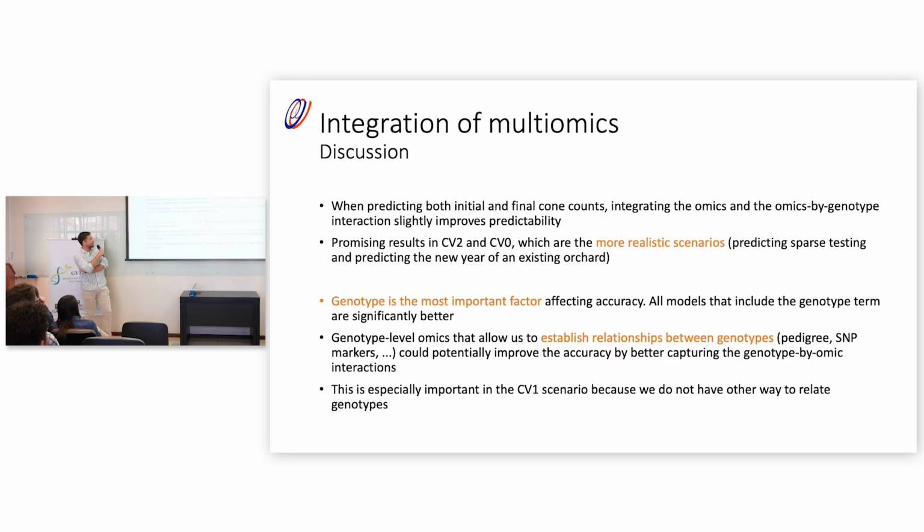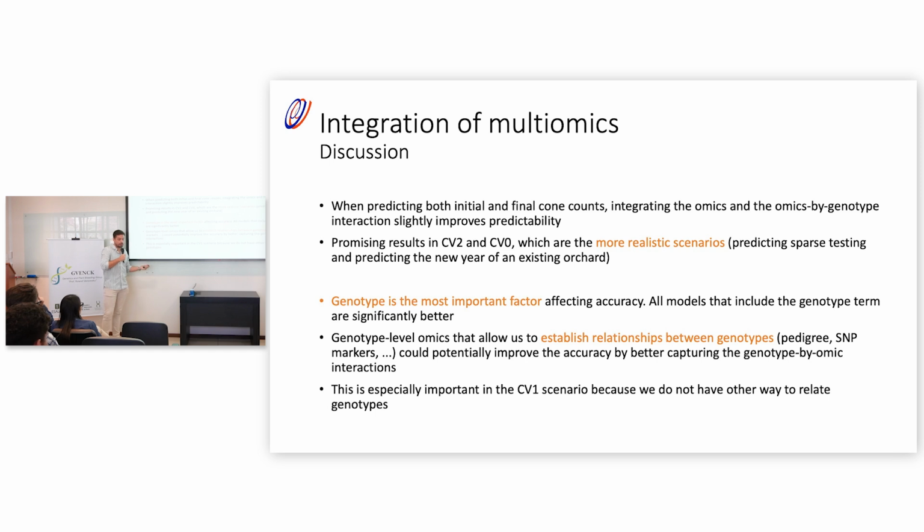So basically those are the conclusions. We had something in CV2 and CV0, which is actually good because CV2 can be used to do sparse testing. Like, okay, I have 300 trees, but I just want to measure 100. Let's run the drone and predict the other 200. That would be an application for CV2.